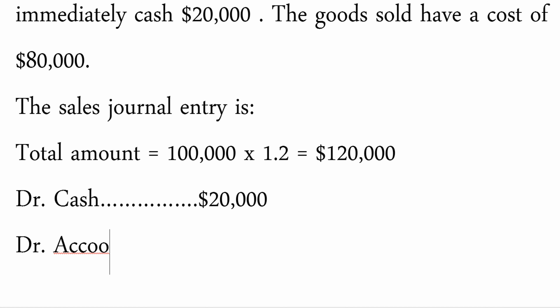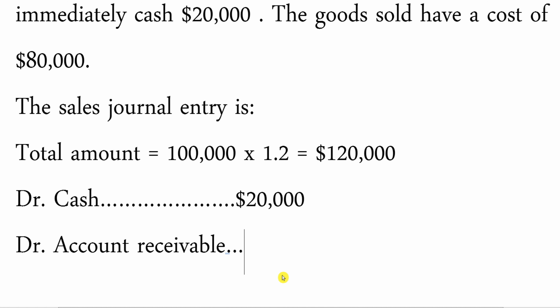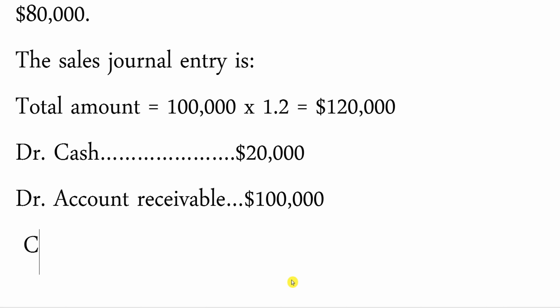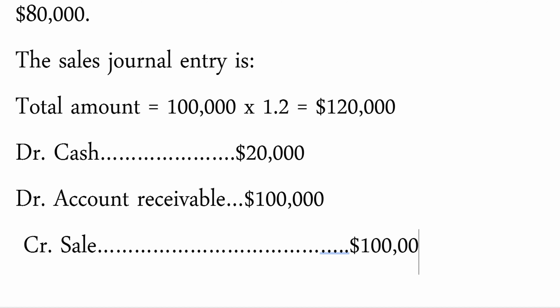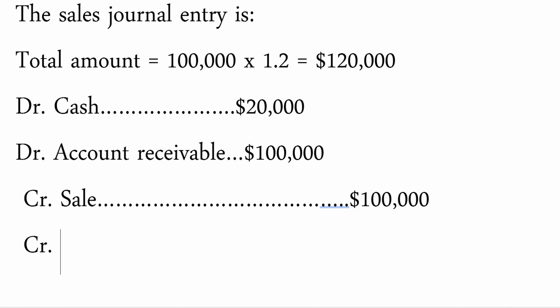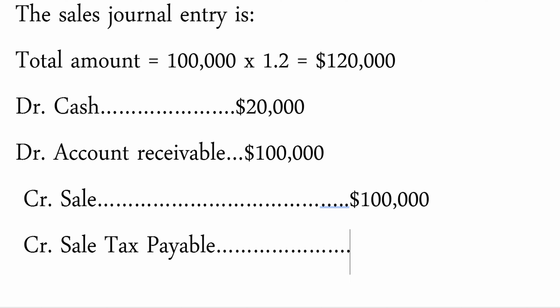Account receivable means that we use that account for customers who do not pay us cash. The amount is 100,000. And credit sales revenue, how much? Yeah, 100,000.